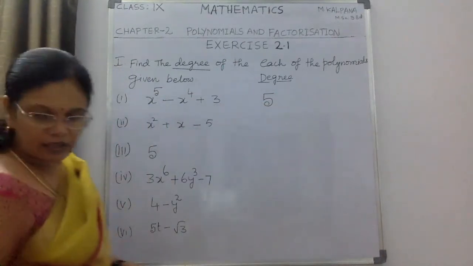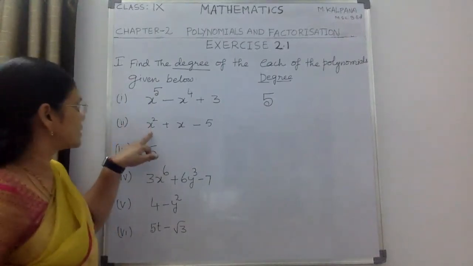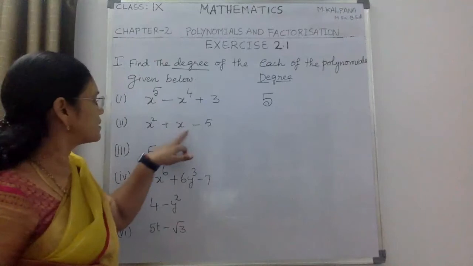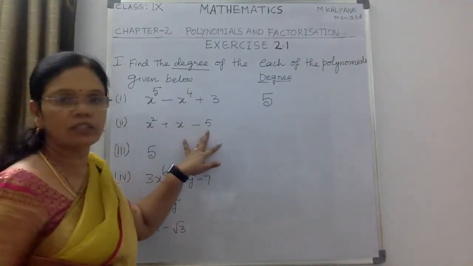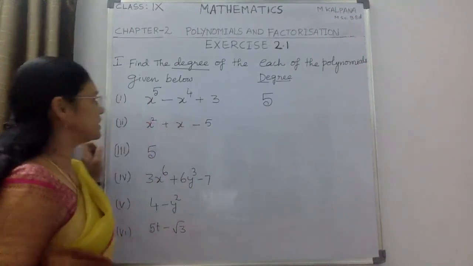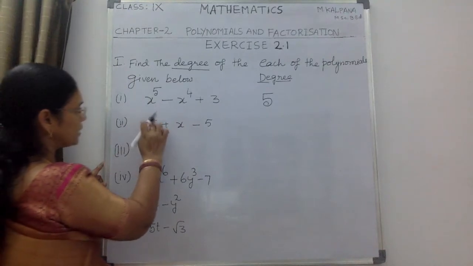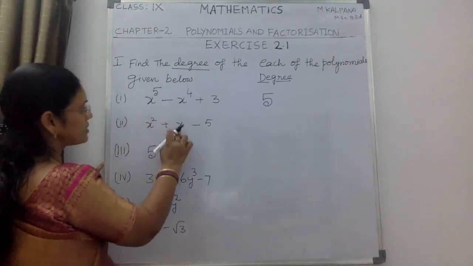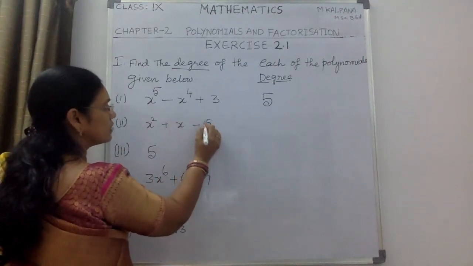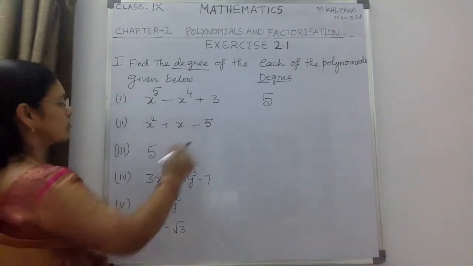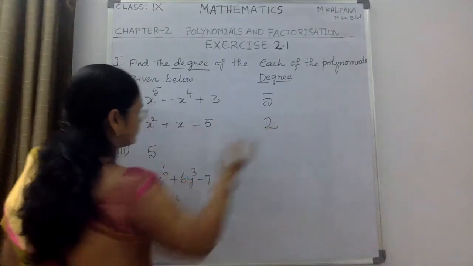And in the same way, now you can answer the second question easily. This is x square plus x minus 5. So what is the highest degree among these three terms? 2 is the highest degree because the first term is containing exponent as 2 and the next one, x to the power of 1. Here the degree of the constant is 0. So here the degree of the complete polynomial is 2.